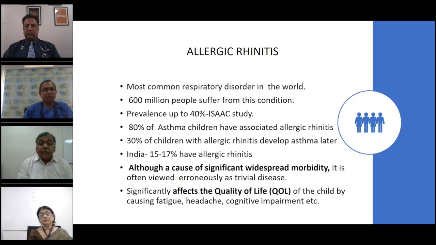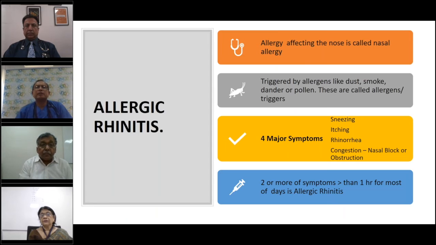Although a cause of significant widespread morbidity, it is often viewed erroneously as a trivial disease. It is not as benign as we think it to be. It significantly affects the quality of life by way of fatigue, headache, etc. Allergy affecting the nose is called allergic rhinitis or nasal allergy. It is triggered by various allergens like dust, smoke, dander, pollens. These are called allergen triggers. The major symptoms, 4 of them, are sneezing, itching, rhinorrhea, and congestion, nasal block, or obstruction.